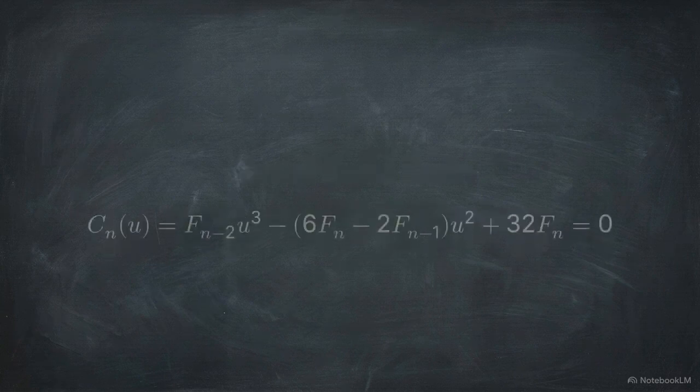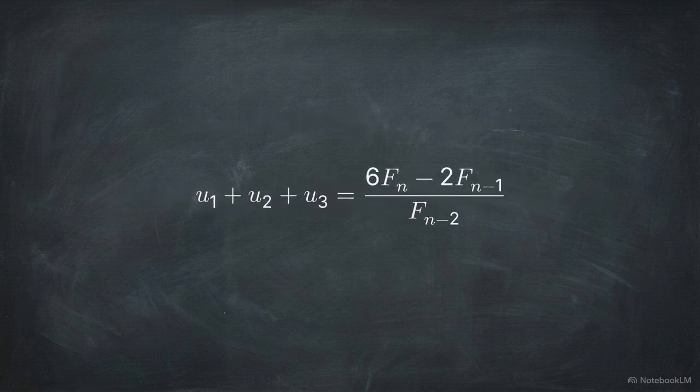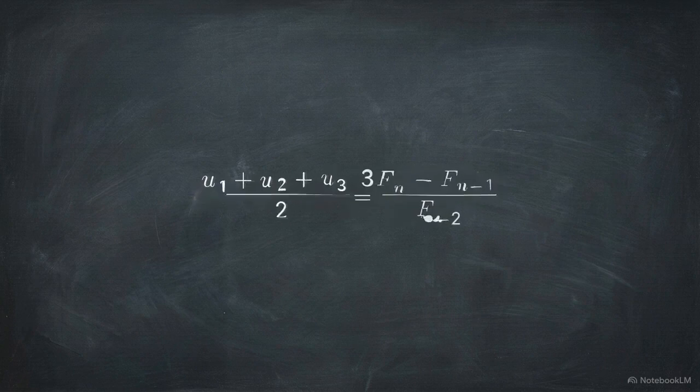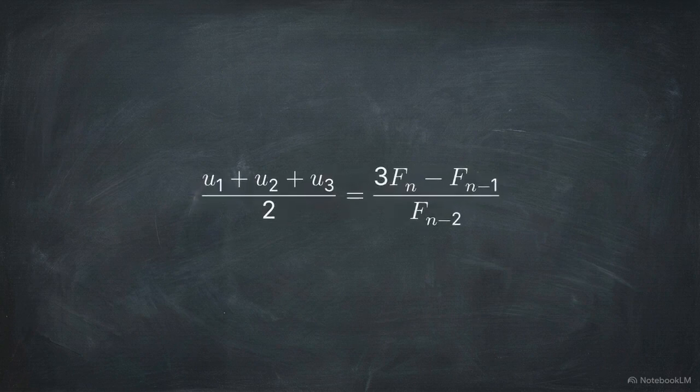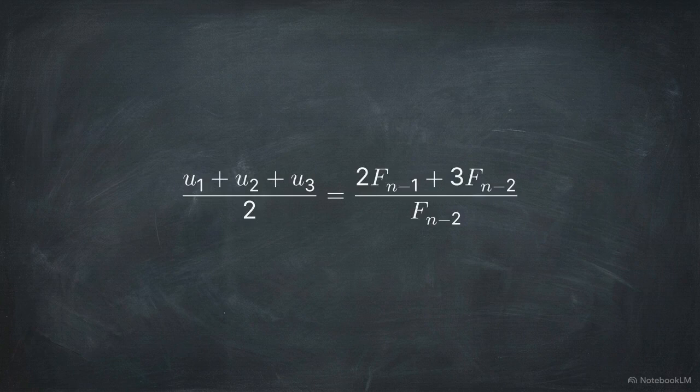This diagram shows Vieta's formula applied to the trace cubic. It proves the sum of those roots equals a precise ratio of Fibonacci numbers. Dividing this sum by 2 yields the half trace. By substituting the Fibonacci recurrence, where f_n equals the sum of the 2 preceding terms, the expression simplifies to twice the ratio of sequential terms plus 3.